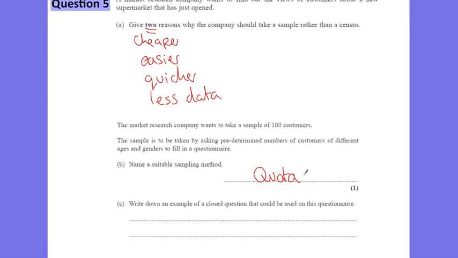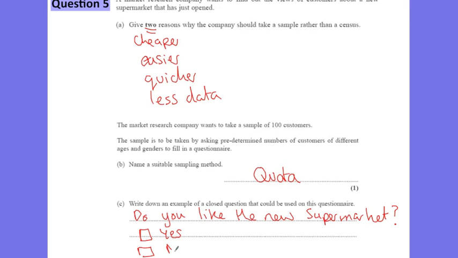So we need to know the views about a new supermarket. So very simple, something along the lines of, do you like the new supermarket? So we want to ask people's views. We must make sure we make this a closed question by giving the response boxes. Yes, no, don't know. Maybe someone hasn't been to the new supermarket. So very simple. Do you like the new supermarket? Yes, no, don't know.